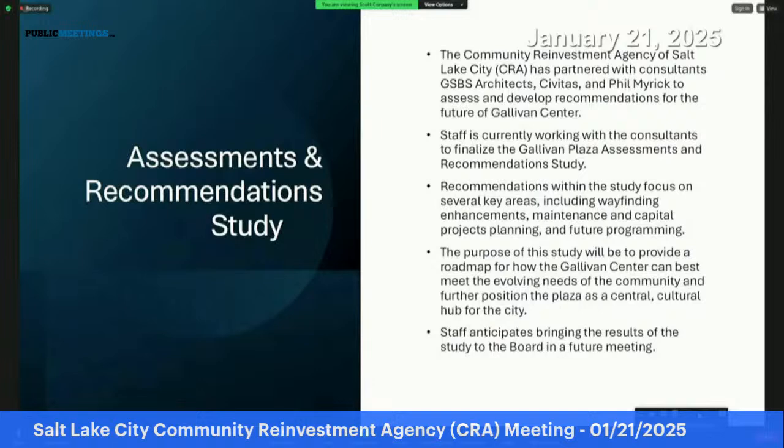We're currently working with their consultants to finalize the assessments and recommendations study. The focus includes, but is not limited to, wayfinding enhancements, maintenance and capital projects planning, and future programming. The purpose of this study was to provide a roadmap for how the Gallivan Center can best meet the evolving needs of the community over the immediate and long-term future, as well as further position the plaza as a central cultural hub for the city.